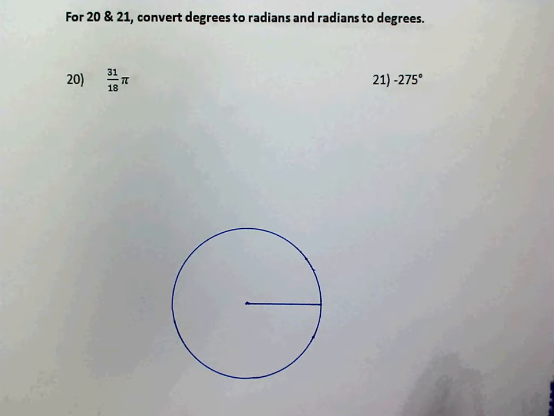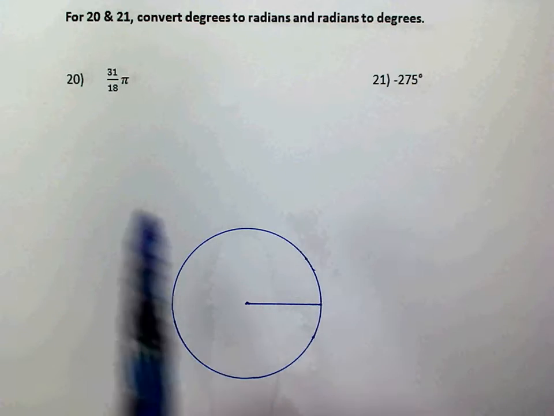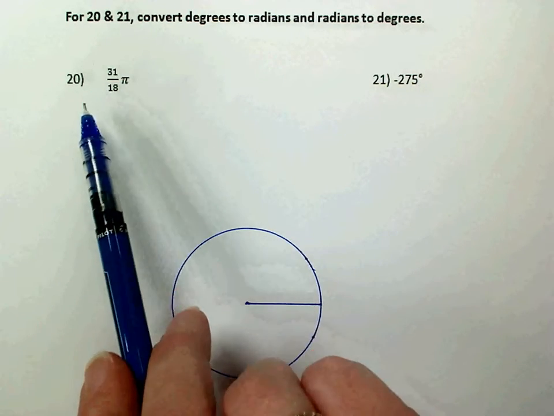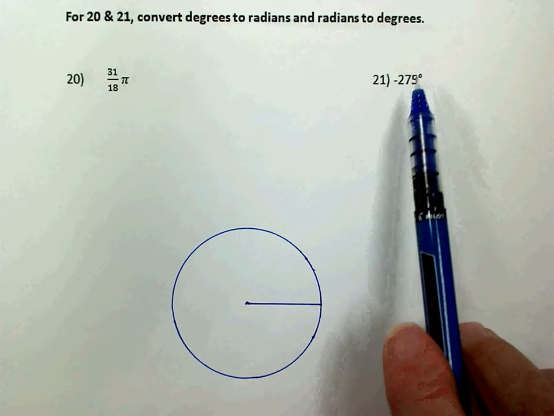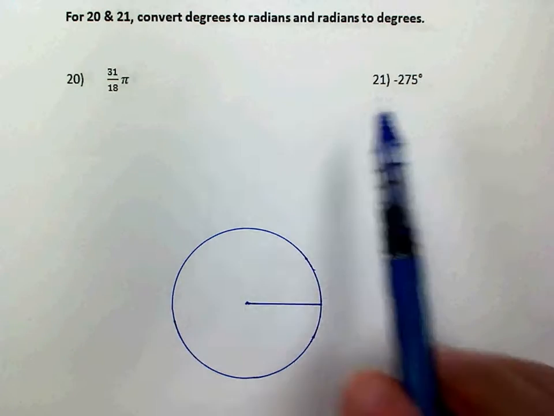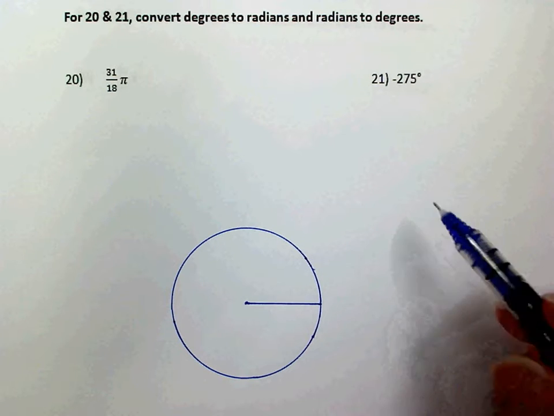On numbers 20 and 21, you're converting between degrees and radians. So on number 20, since we see the pi, we know this is in radians, so we want it to be in degrees. And this one, since we see the degree symbol, we know it's in degrees, and we want to change it to radians. Notice that this one's positive and this one's negative. We've talked about how that occurs.